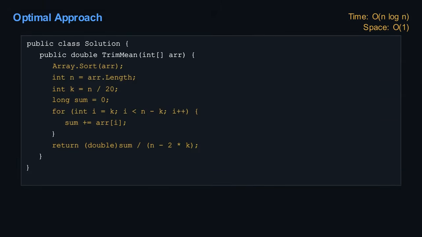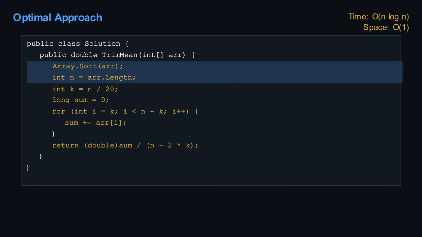The key insight here is that when you need to identify the smallest and largest elements to remove, their relative order matters. This immediately suggests sorting. If the array is sorted, the smallest elements will be at the beginning and the largest at the end. We can then easily identify the elements to remove by their index.